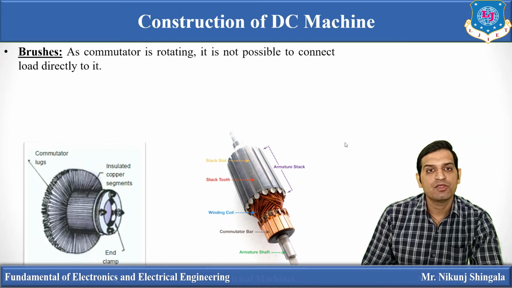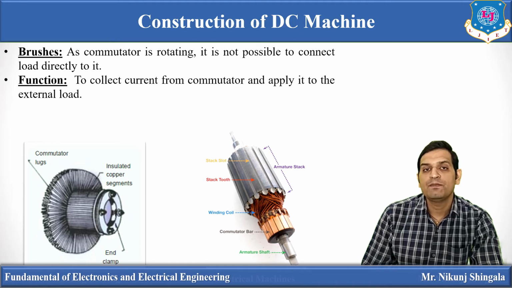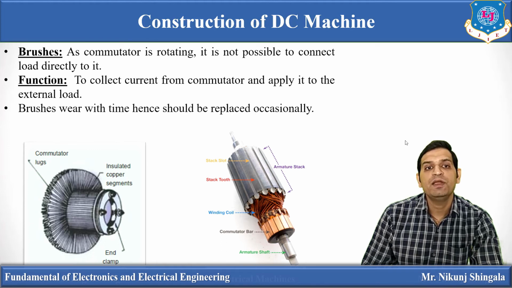Next one is the brushes. As the commutator is rotating, in the case of a DC motor, it is not possible to connect it directly to the load, so we require some mechanism. Brushes are mounted on the surface of the commutator and connected with a spring. The function of the brush is to collect the current from the commutator and apply it to the external load. Brushes are made up of carbon material, so carbon brushes are used.